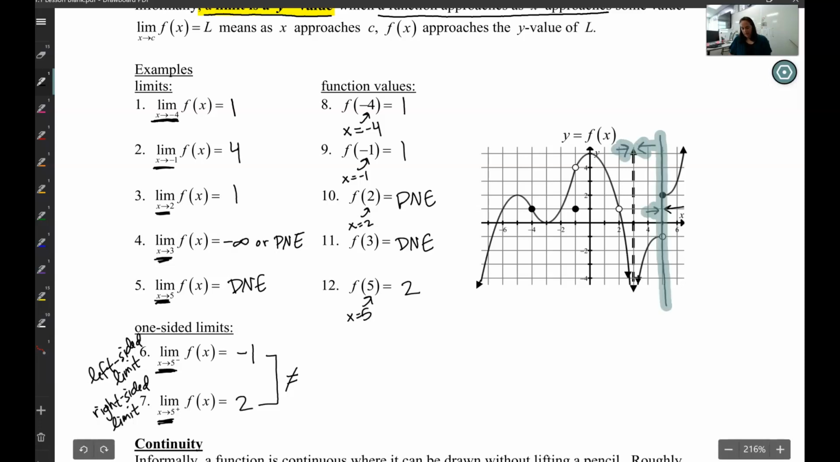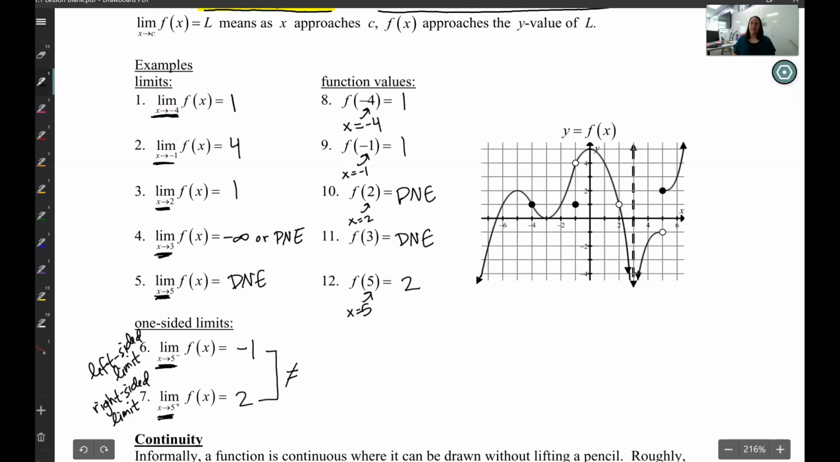So that is a little introduction to limits. In the next video, we'll talk about some continuity and how that relates to limits.